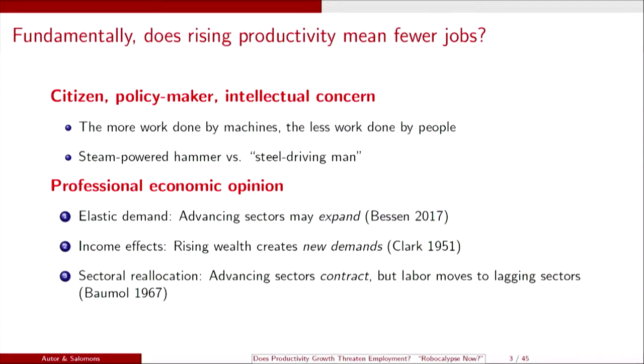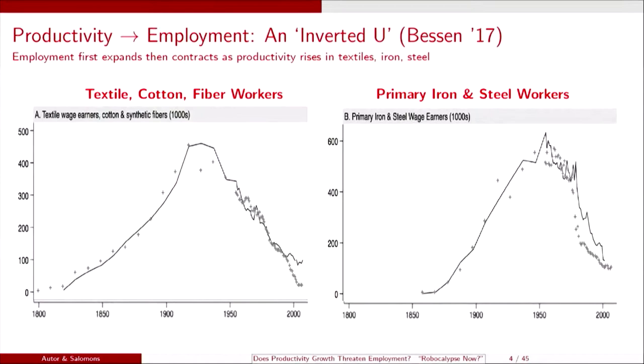Professional economic opinion has always countered with three different arguments. One is that demand might be quite elastic. You might see employment growth in advancing sectors. So this figure from James Bessen shows you the trajectory of employment in textiles, cottons and fibers, and also primary iron and steel over more than a century.